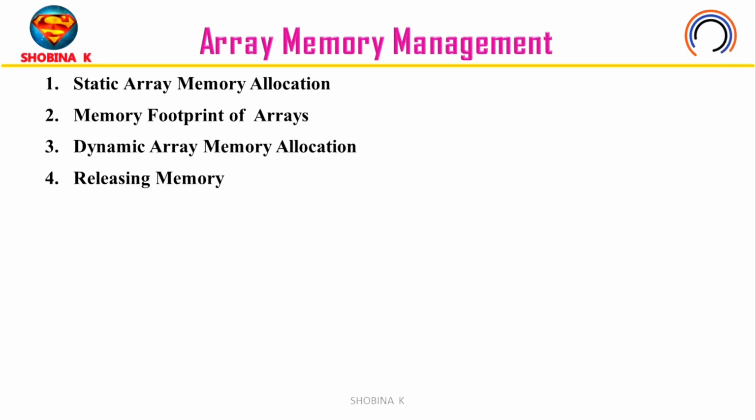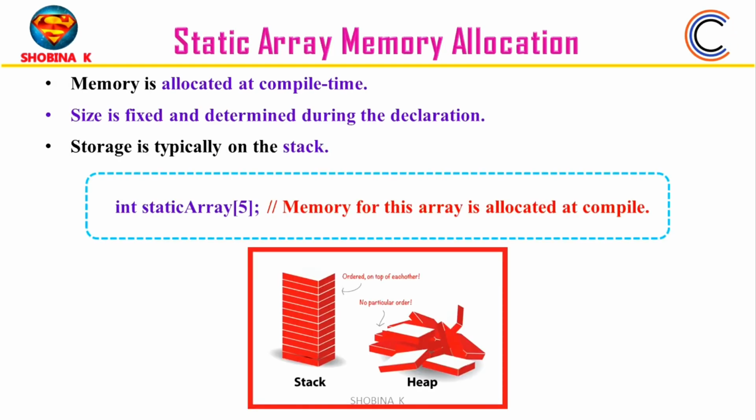And these are the primary types of array memory allocation: static allocation, memory footprint of arrays, dynamic allocation, releasing memory. In static array allocation, memory is allocated at compile time. Static arrays have a fixed size determined at compile time, and memory is reserved on the stack. So the static arrays have a fixed size that cannot be altered while the program is running, which makes them suitable when array size is predetermined.